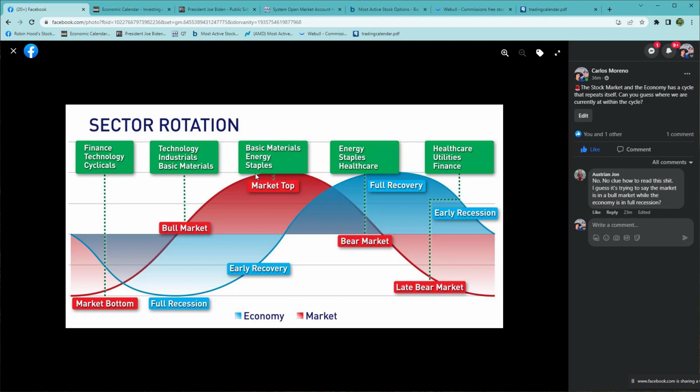And that's why we do these meetings. But once the market has reached its top, that's when we want to get rid of, especially if you're a long-term, short-term investor, that's where you want to get rid of the technology stocks.